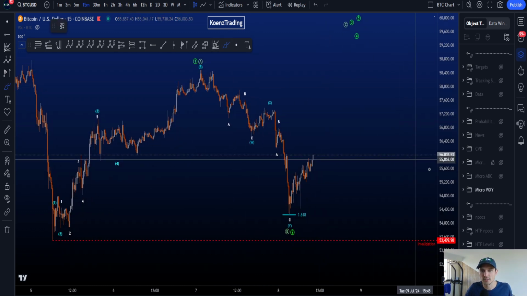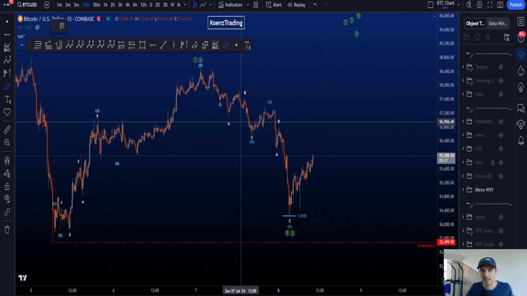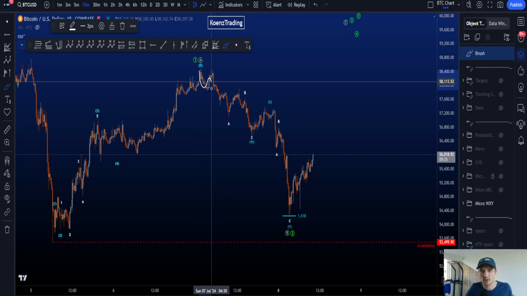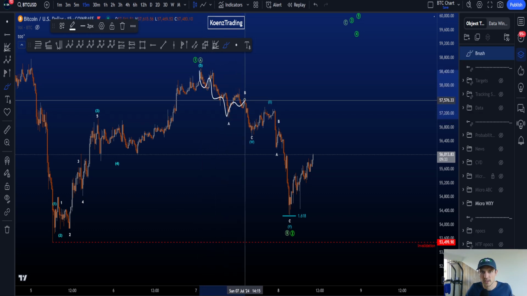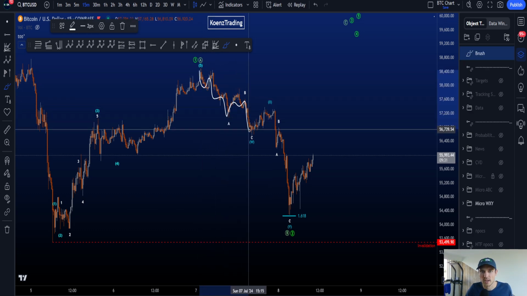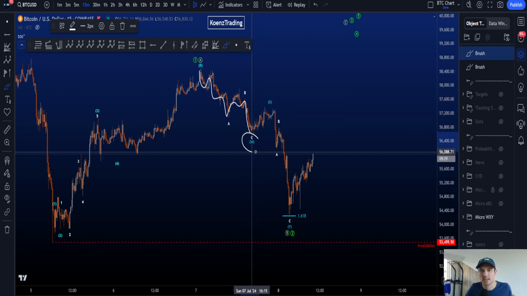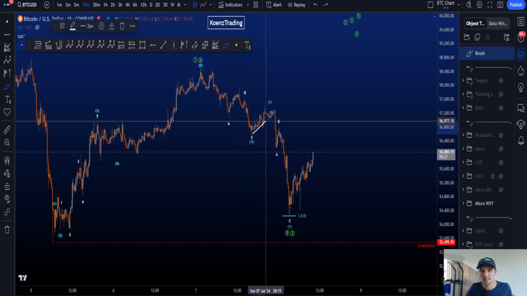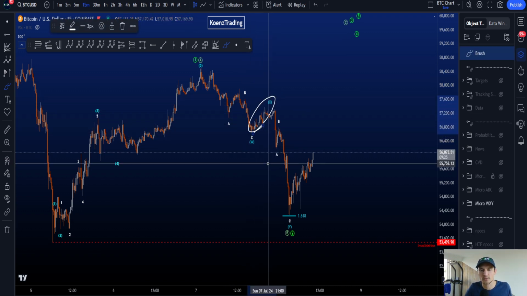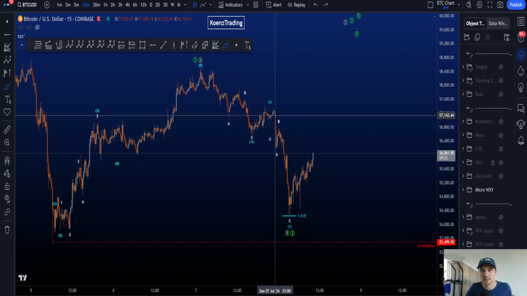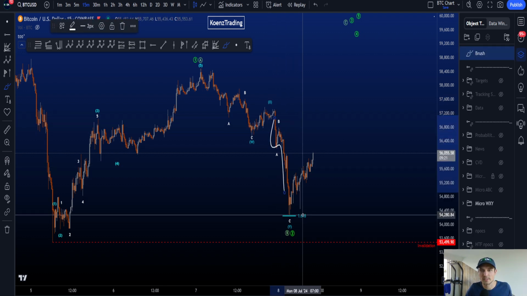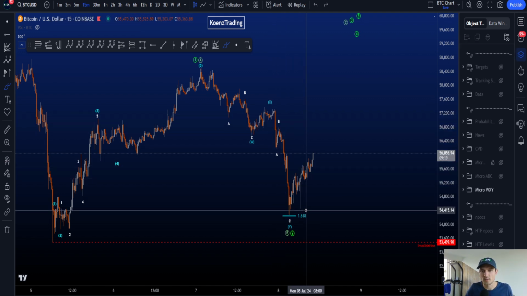The move to the downside is then counted here as a double zigzag, WXY: 1, 2, 3, 4, 5 in A, a 3-wave corrective structure in B, and a 5-wave structure down in C, inside wave W. Then any corrective structure in a wave X, and another zigzag to the downside, ABC, inside your wave Y.